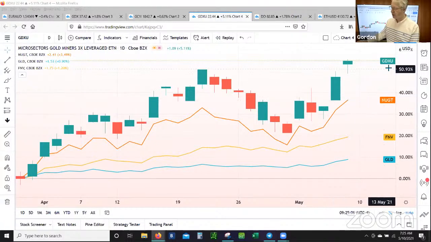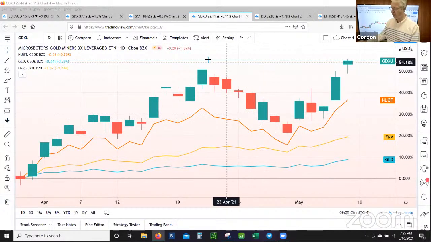Now there's this other one, GDXU, which is actually Direxion's 3x gold play. So if gold goes up 1%, GDXU goes up 3%. If you can just buy stocks, you're not into buying options or anything like that, these are your choices, NUGT and GDXU. Look to play them on swing trades.